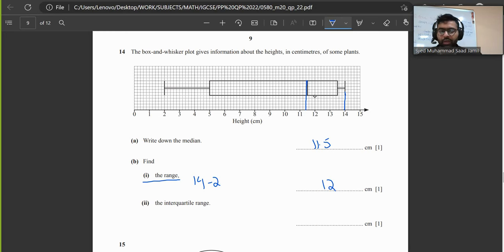Alright. Now we are going to find the interquartile range. Interquartile basically means upper quartile minus lower quartile. This is the upper quartile. Upper quartile is 13.5 and lower quartile is 5. 13.5 minus 5, that's 8.5. That's it.